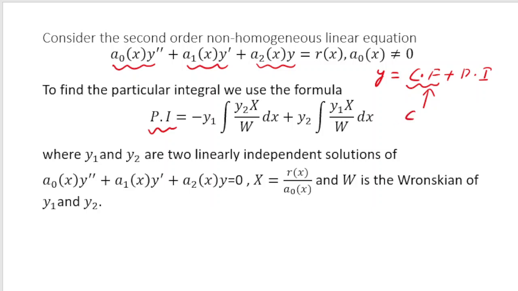So how do you get the two linearly independent solutions? When you write CF, the complementary function, you write CF as c1 y1 plus c2 y2, and this y1 and y2 are two linearly independent solutions. The X here is the right hand side divided by a0(x), that is the coefficient of the second order derivative, and W is the Wronskian of y1 and y2.